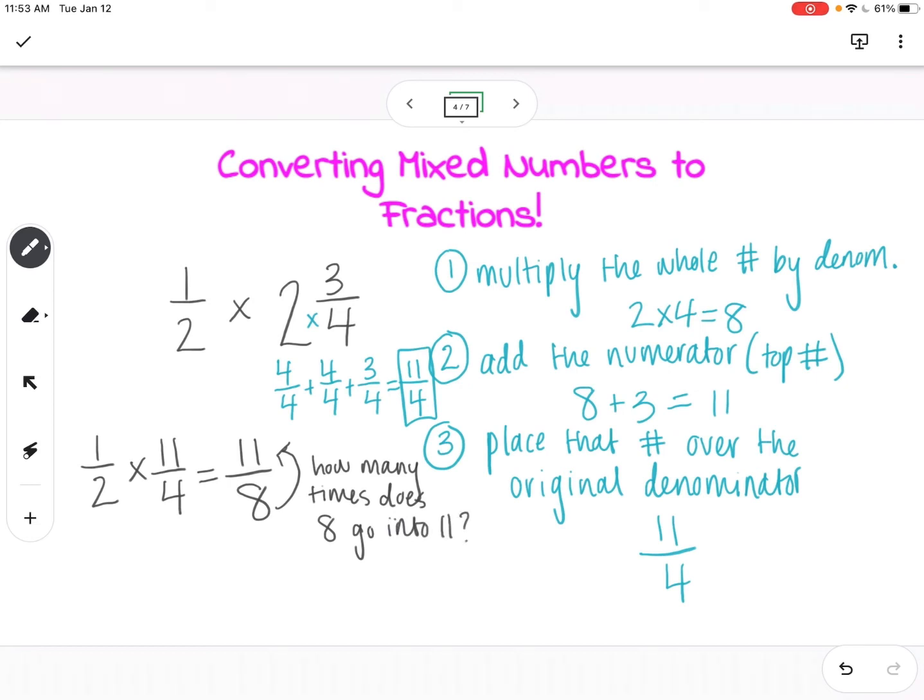We know that it's 1. That means our answer is going to be 1. And how many do we have left over? 8, 9, 10, 11. 1 and 3 eighths. And that would be our solution to that problem. Make sure you have these steps written down so you can use this in the future. All right, let's move on.